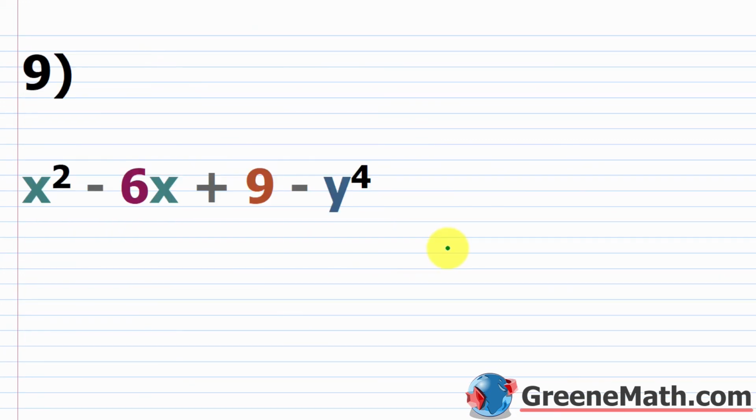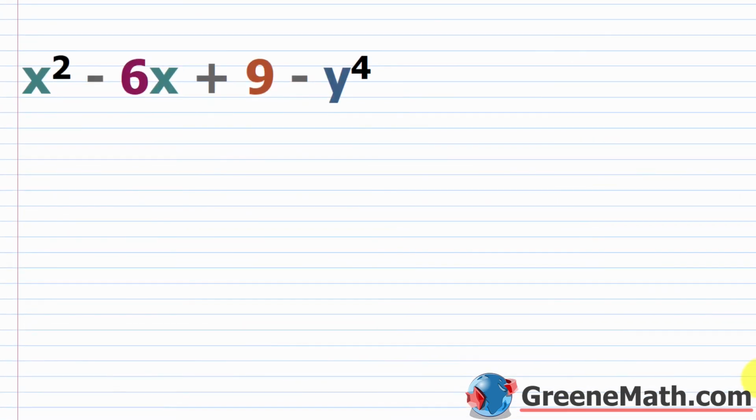All right, let's look at the last two. These are a bit tricky. So for problem number 9, you see you have x squared minus 6x plus 9 minus y to the 4th power. So when you first saw this, you're probably thinking, well, this doesn't match any formula that we have. Everything is either a binomial or a trinomial. But what you're meant to do is notice that this guy right here is a perfect square trinomial, meaning we can factor it into a binomial squared.